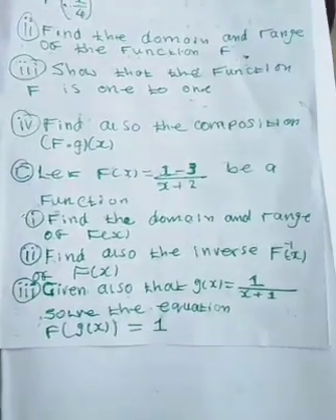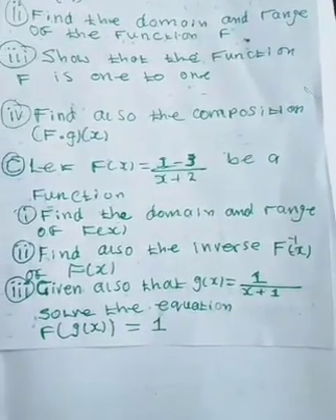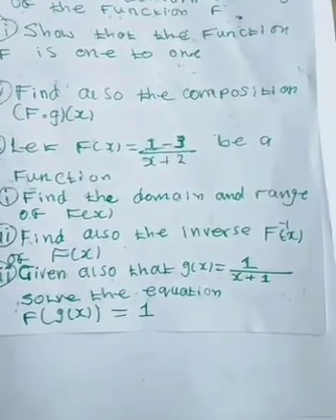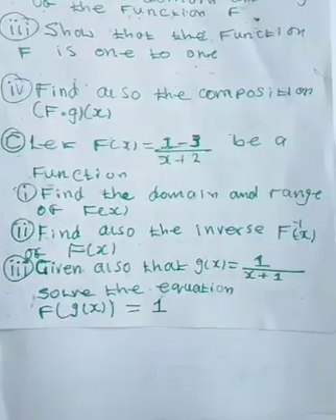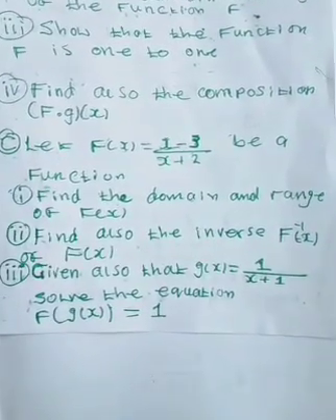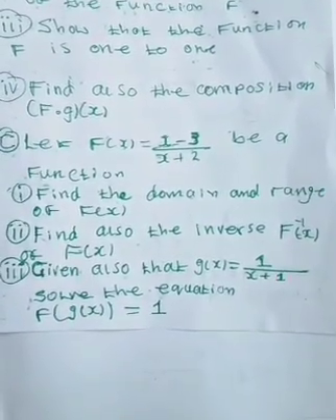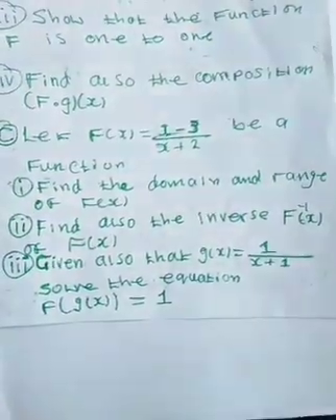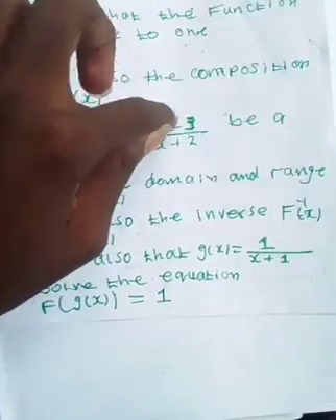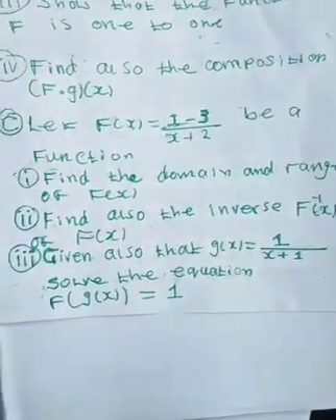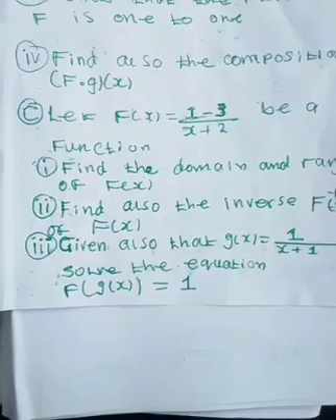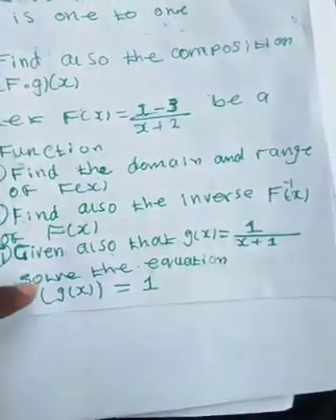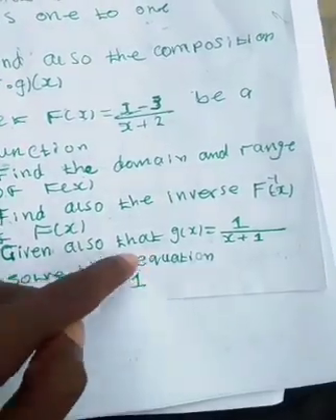Let f of x be equal to x minus 3 over x plus 2 be a function. Question 1 is saying find the domain and range of f of x. Question 2 is saying find also the inverse of the same function. Basically, find the inverse of this function. Then question 3, they are saying given also that g of x is equal to this one, solve the equation such that this is equal to 1. I'll explain what they mean here.